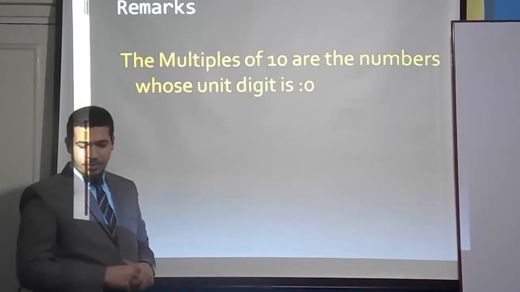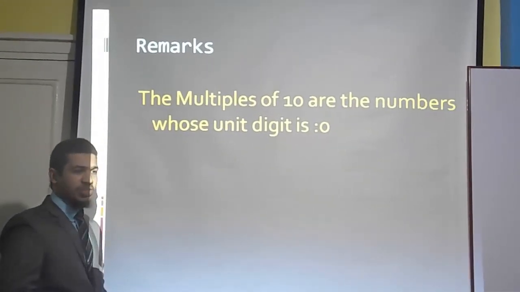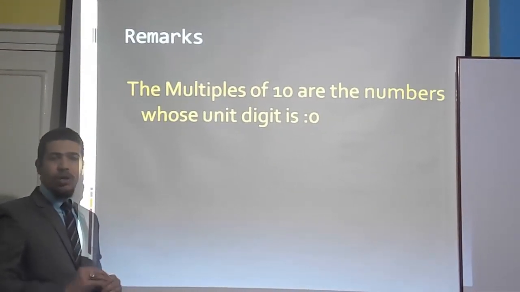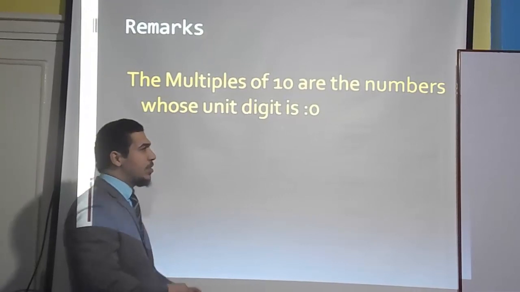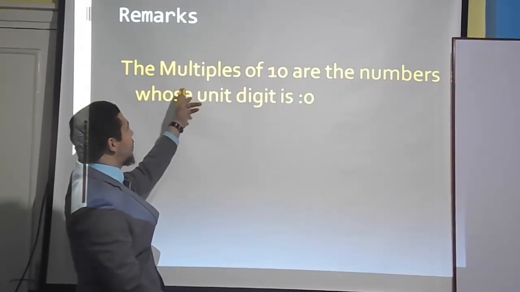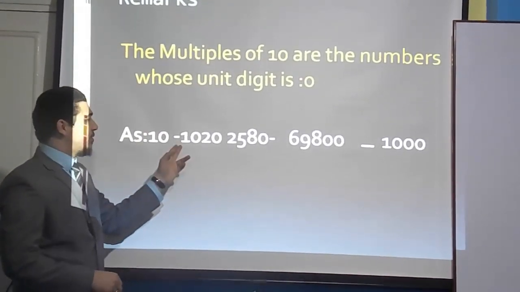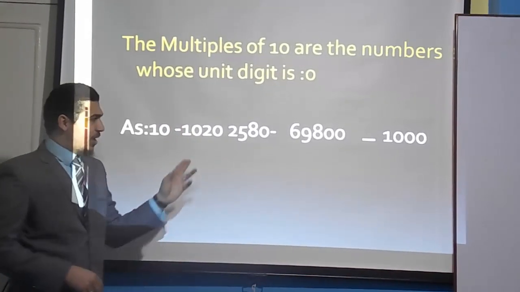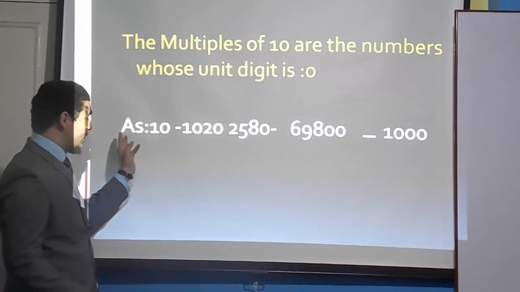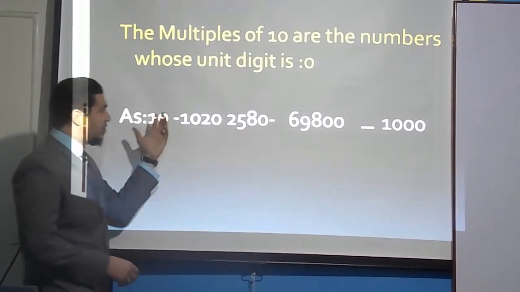Now, the third remark. The multiples of 10 are the numbers whose unit digit is 0. Only 0, no other number, only 0. If we have a number whose unit place is 0, this number is called a multiple of 10. Some examples: 10, 1,020, 2,580, and so on. In all of them we can see in the unit place 0, 0, 0, 0, 0. This means all of these numbers are multiples of the number 10.